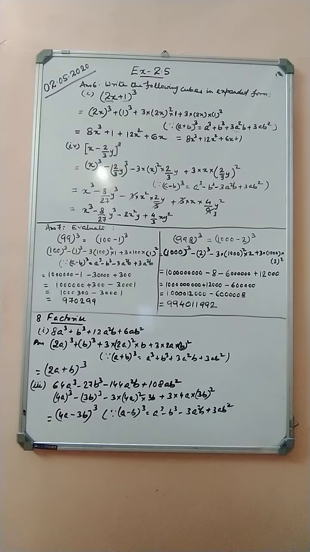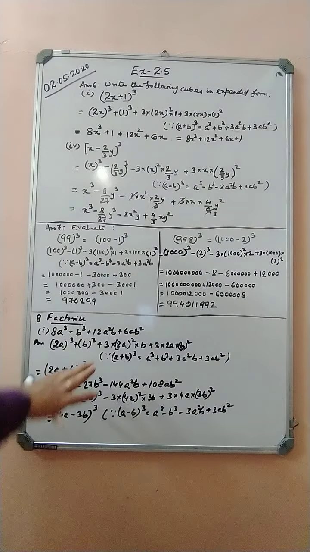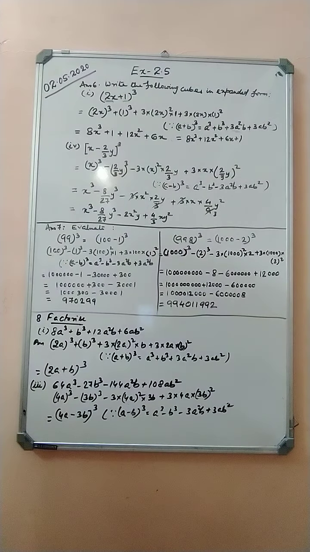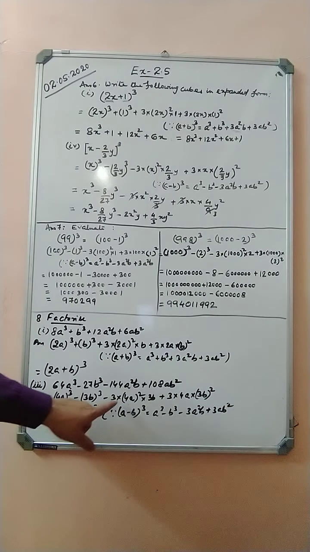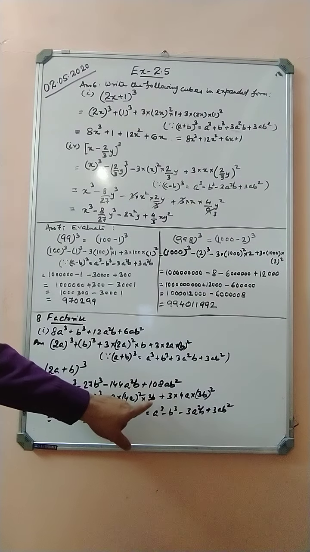Now come to part number 3: 64a cube minus 27b cube minus 144a square b plus 108ab square. By seeing this I can understand this is not (a plus b) whole cube. It will be (a minus b) whole cube. So let us see. 64a cube can be written as (4a) whole cube. 27 can be written as (3b) whole cube. Similarly, the minus formula is 3a square b: 3 into a square, a is 4a, so (4a) square into b, which is 3b.